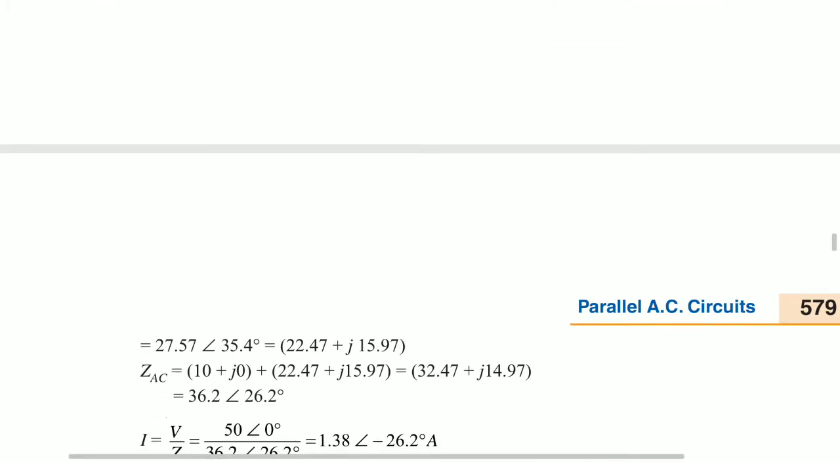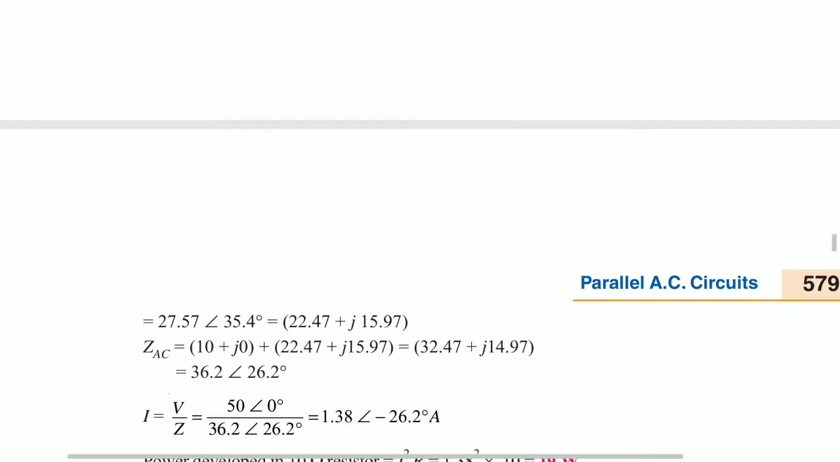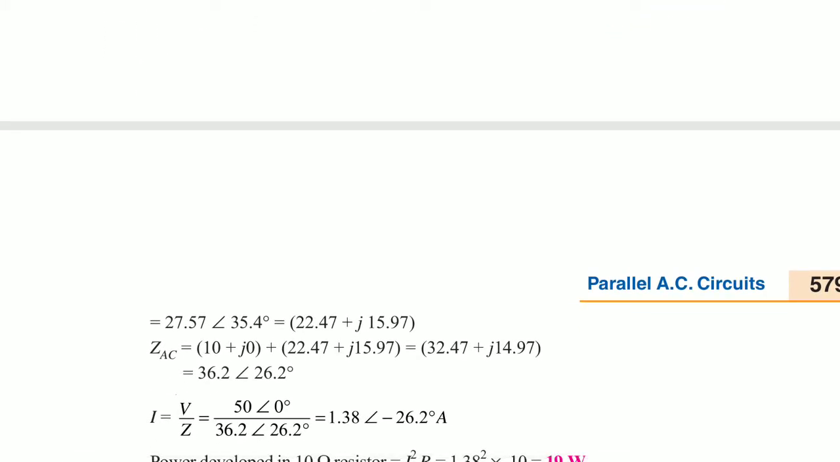ZBC is equal to 27.57 angle of 35.4 degrees, that is equal to 22.47 plus J15.97. So in polar form the value is 27.57 angle of 35.4 degrees, and in rectangular form it is 22.47 plus J15.97.